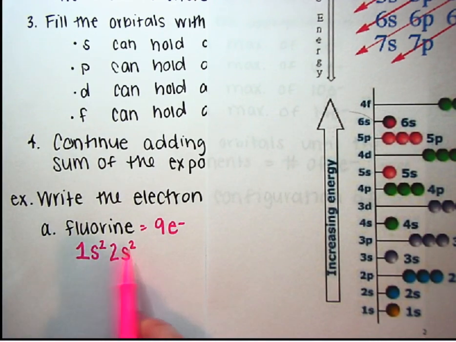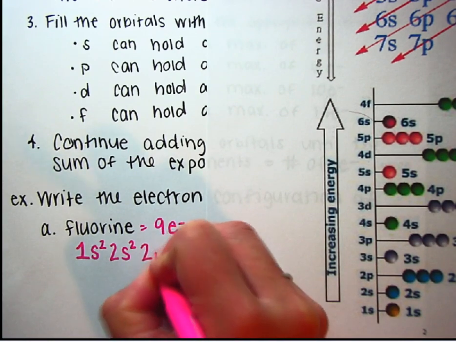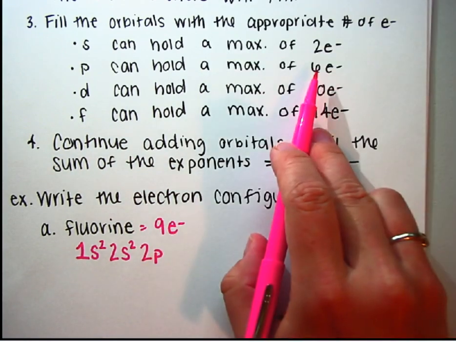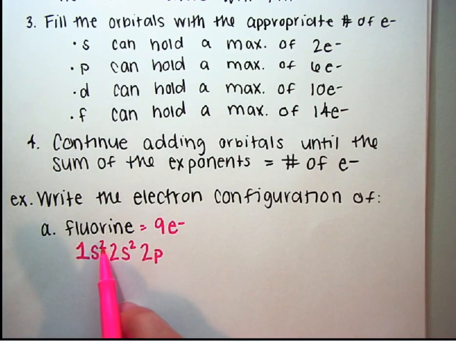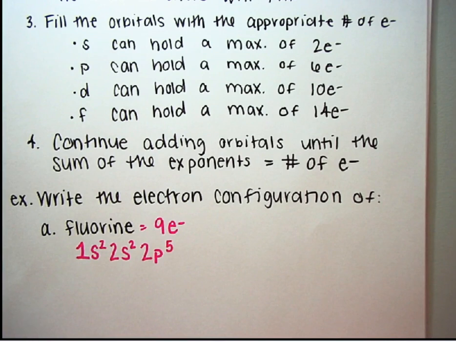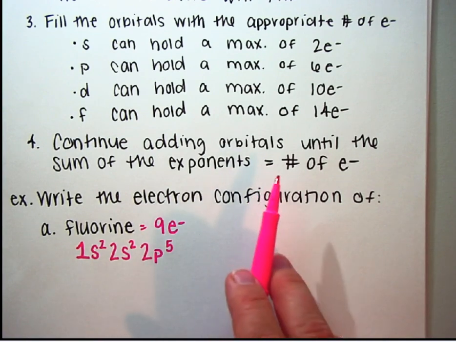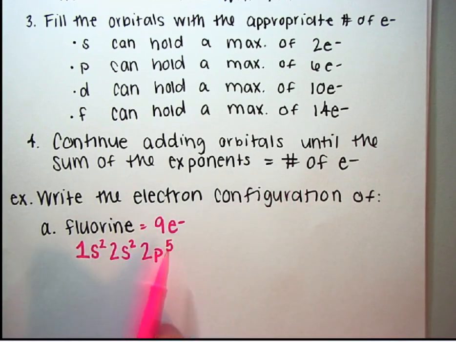So far, we've placed 4 electrons. We have 9 to go, so we have to keep going. After the 2s is filled, we go to 2p. P could hold a max of 6 electrons, but remember, we only want to place 9 electrons. We've already placed 4, so this would be 2p5. So our last step is we just want to make sure that the sum of the exponents equals the number of electrons. So I have 2, 2, 5, which is 9. So my electron configuration for fluorine is 1s2, 2s2, 2p5.